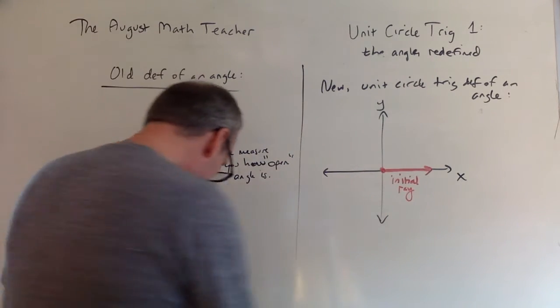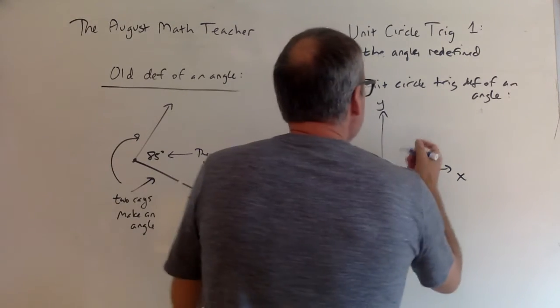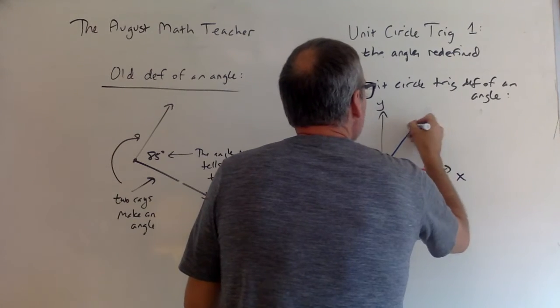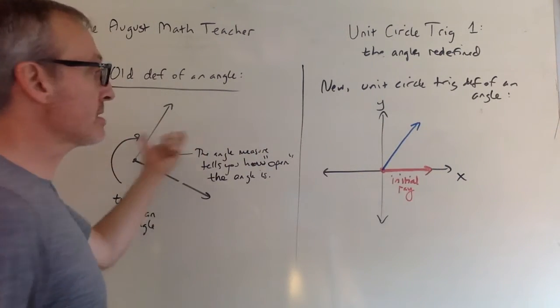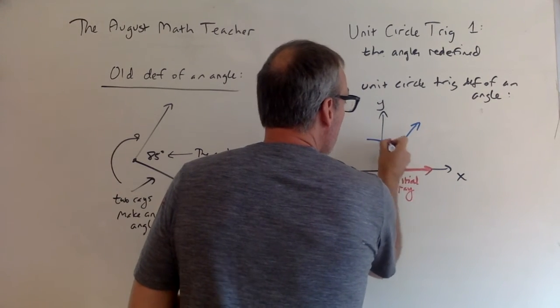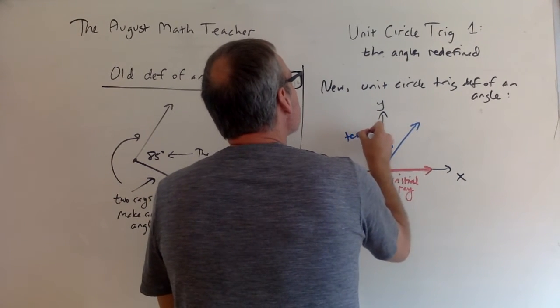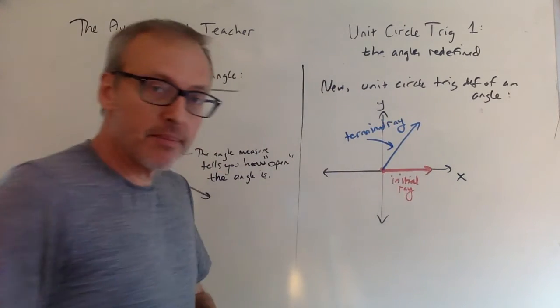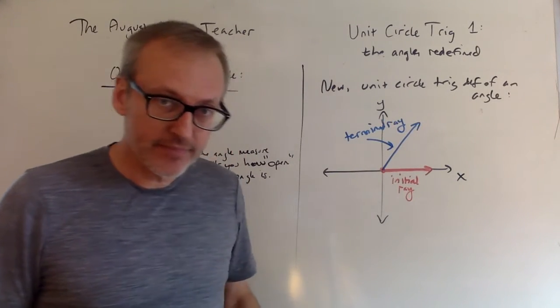This second ray, I'll make a different color for that one, put it in blue. The second one is going to be drawn from that same vertex, of course. And I'm drawing something roughly like this. It's a little bit smaller, maybe not 85 degrees. I'm drawing it over here. This one is going to be called the terminal ray. And I'm putting them in different colors for a reason.